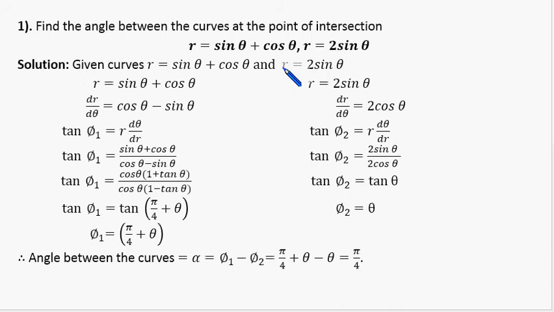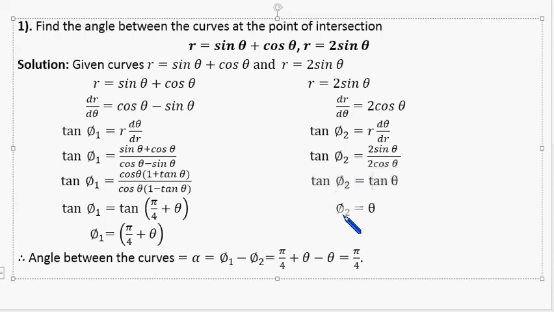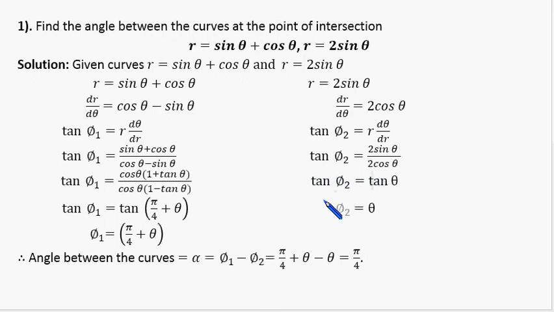The second curve is r is equal to 2 sin theta. When I differentiate with respect to theta, the derivative of sin theta is cos theta. So here also we know that tan phi2 is equal to r into d theta by dr. r is 2 sin theta and d theta by dr is 1 divided by 2 cos theta. The 2 gets cancelled, that is tan theta. So tan phi2 is equal to tan theta, so tan gets cancelled. Therefore phi2 is equal to theta.